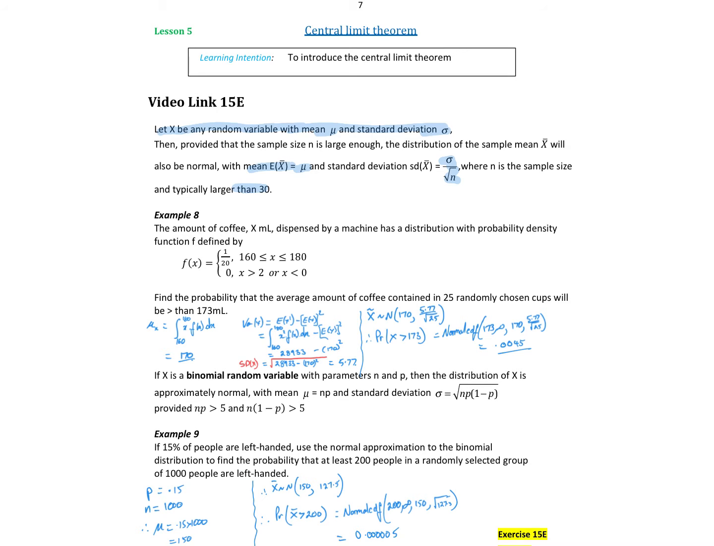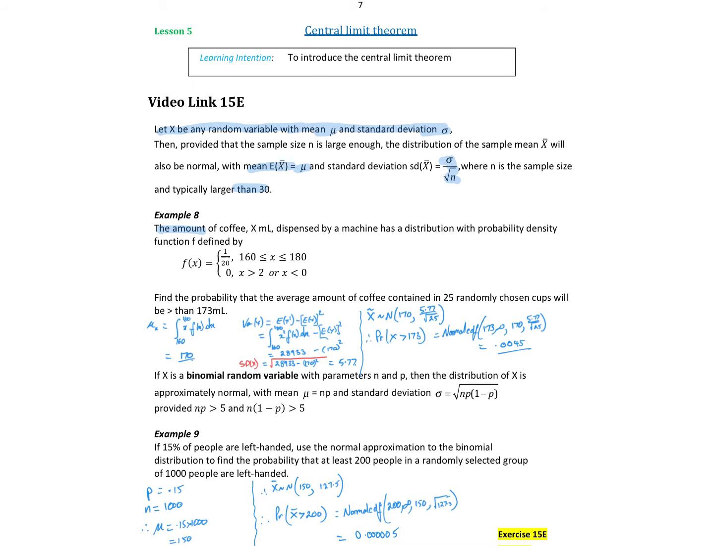So here's just a continuous random variable, okay? It has a distribution with probability density function given by, find the probability that the average amount of coffee contained in 25 randomly chosen cups will be greater than 173 mils. So we're going to pour the coffee machine 25 times and work out the average number of mils in each cup. And we want that to be greater than 173.